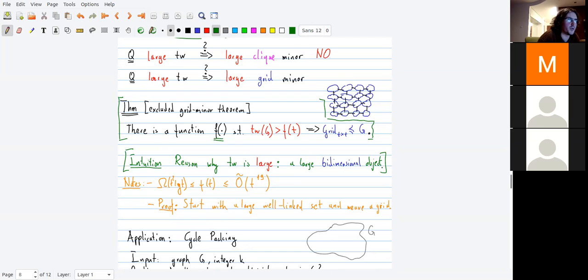Good, but before we go further, maybe some questions now about the excluded grid minor theorem and whatever we did before. Good. Are you happy with that? Plus ones, please.